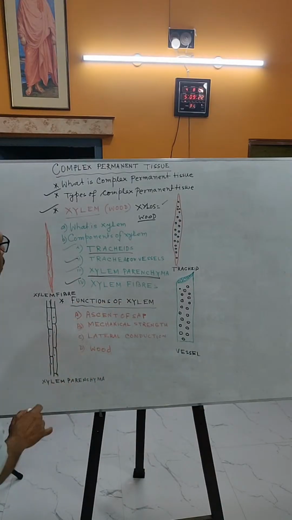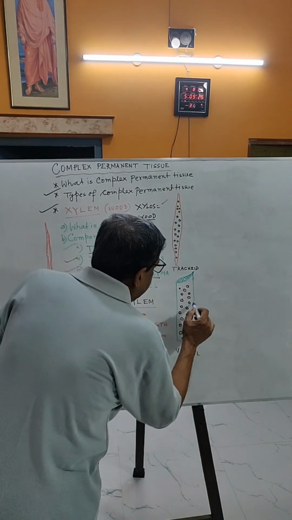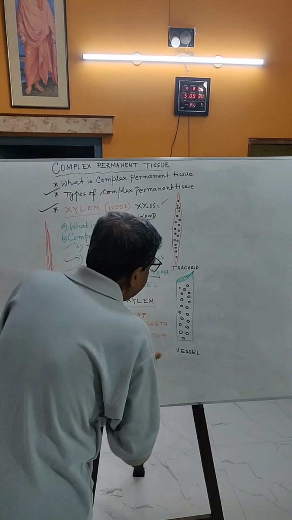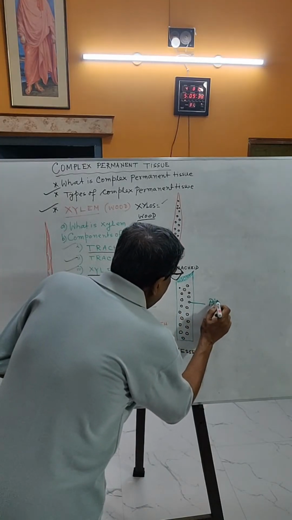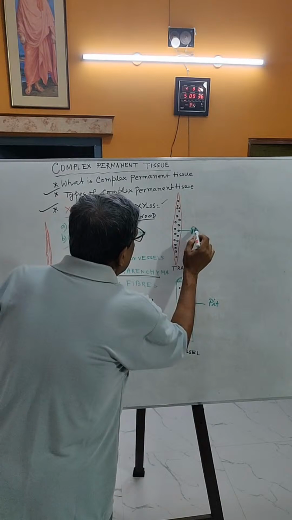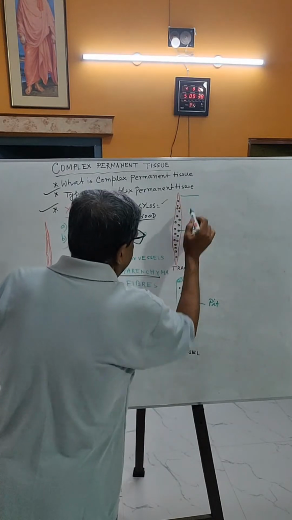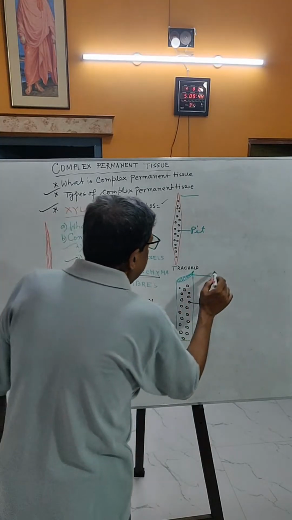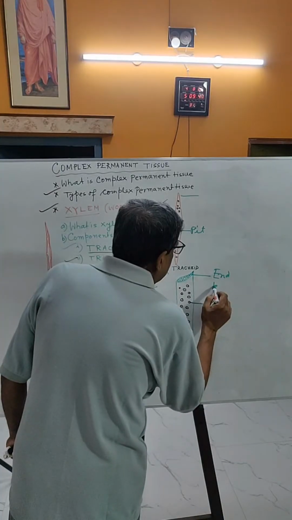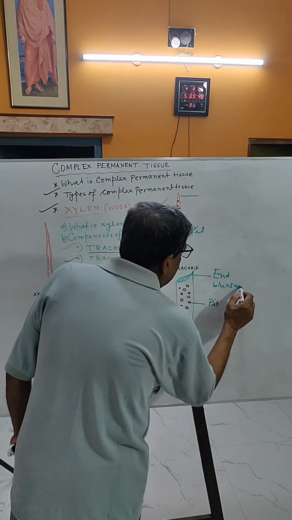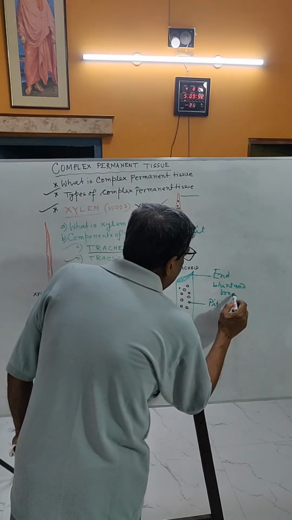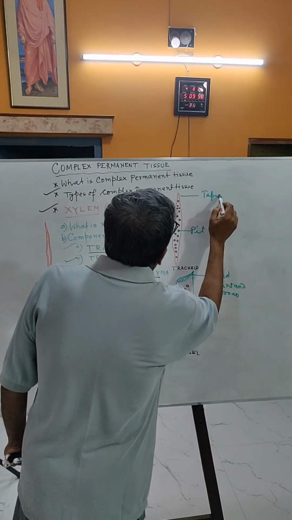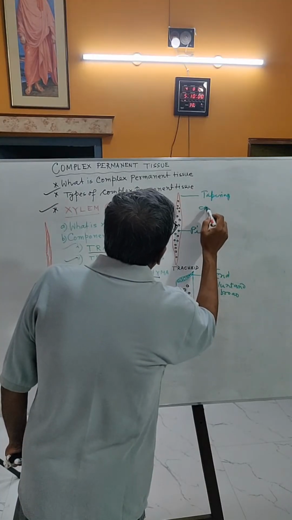Next, xylem fibers. The ends are not tapering but blunt and broad.